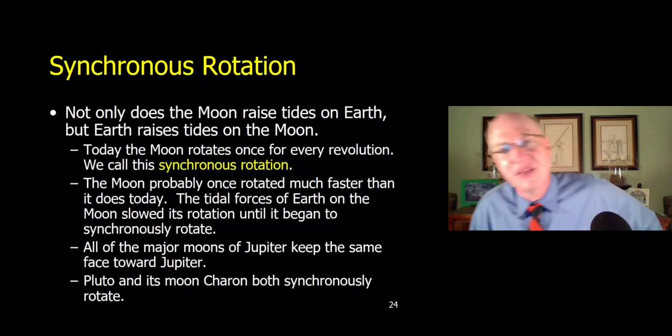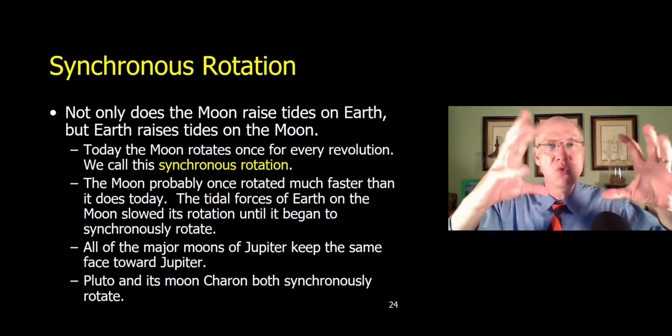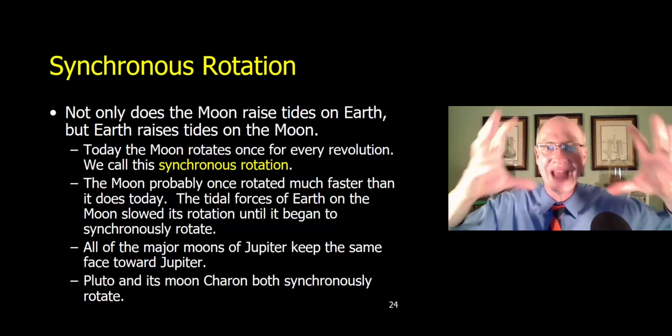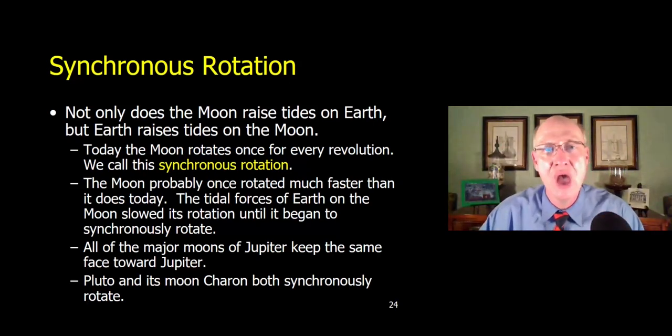All right, a couple of other interesting things. Not only does the moon raise tides on the earth, but the earth raises tides on the moon. We saw a second ago that the moon actually distorts the shape of the earth. It actually bends the earth so that the solid land rises and falls. Well, the earth does the same thing to the moon. But here's the problem. The Earth is 81 times the mass of the moon. So the tides that the moon raises on the Earth, the Earth raises even larger tides on the moon.